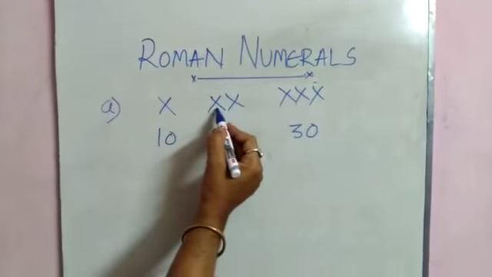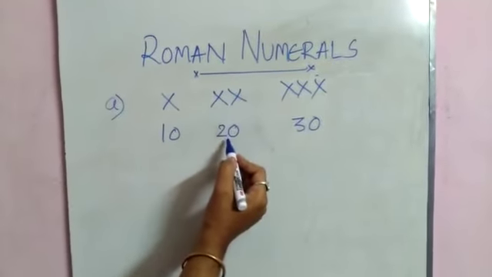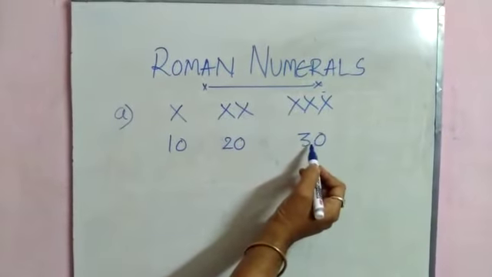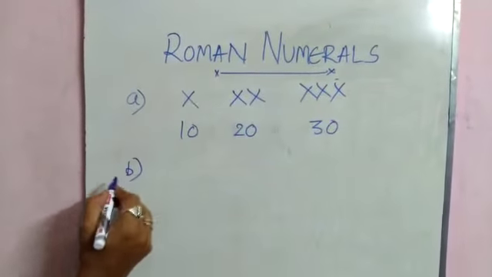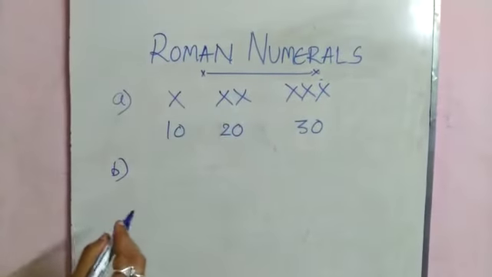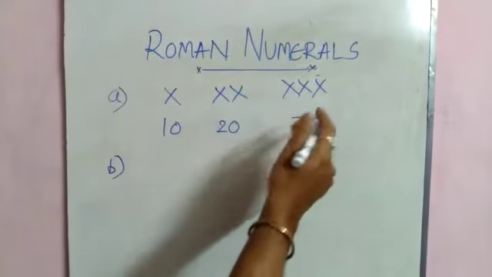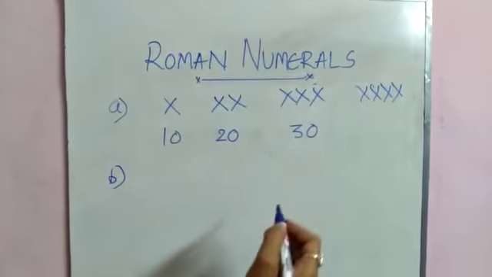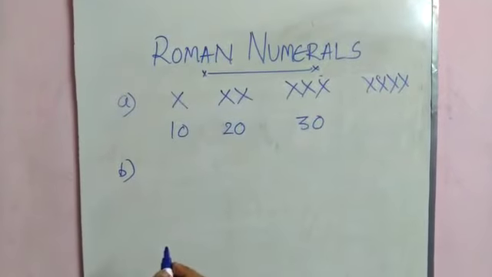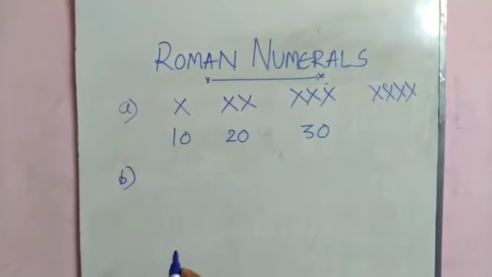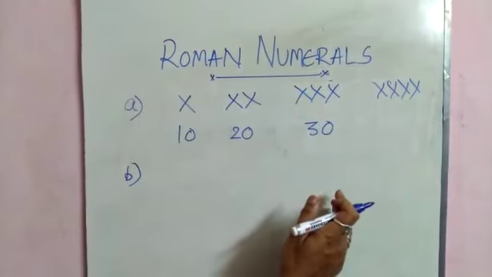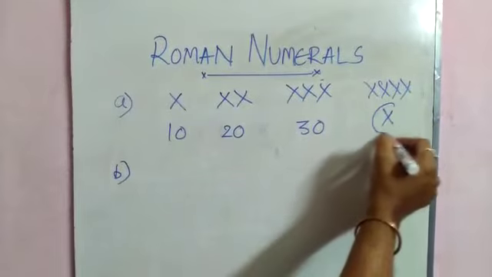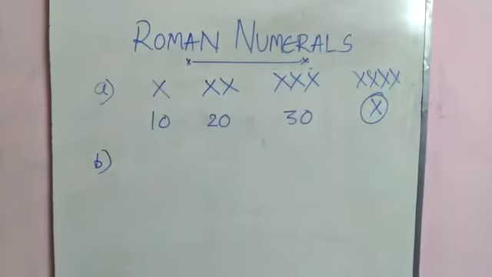Here the symbol is there two times, so 10 plus 10, 20. Here three times, so 10 plus 10 plus 10, 30. Like this. Rule number 2: a symbol is not repeated more than 3 times. That means if I write like this, 1, 2, 3, 4, a symbol is not repeated more than 3 times. So this will be wrong. There is no meaning if you write more than 3 times.